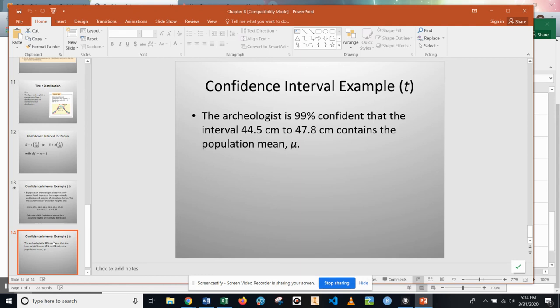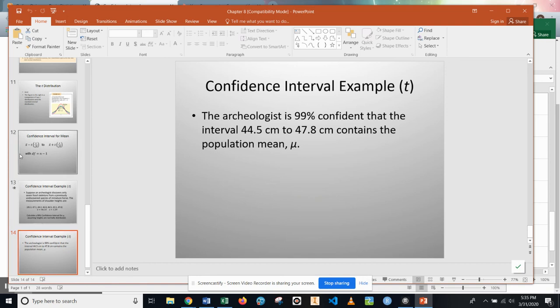So the archaeologist is 99% confident the interval from 44.5 to 47.8 contains the true population mean shoulder height of the new discovery, something of that nature. So the key on this lesson is you need to know whether you're using a T or a Z. If you read through a question and you're like, oh man, I don't know if I'm supposed to use a T or a Z, then just shoot me an email and I'll walk you through how to lead yourself through that.